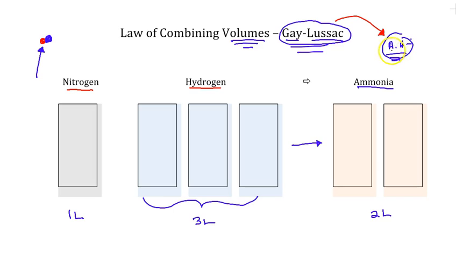Remember, Avogadro's hypothesis was that a particle could be a single atom, or it could be a group of different atoms bonded together. This was a particle and this was a particle. And what he stated was that the same number of particles in a gas under the same conditions of temperature and pressure equaled the same volumes.